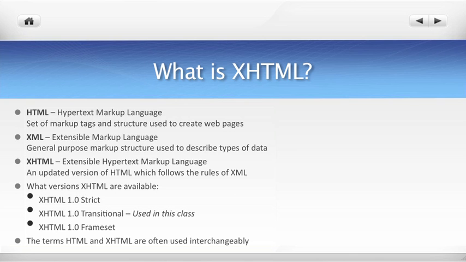XHTML 1.0 Strict does not allow the syntax of HTML to validate as valid code in our web browser. XHTML 1.0 Frameset allows us to tell the web browser that we wish to break our web browser window into multiple windows into which we can populate different sets of data. We'll get into this towards the end of our lessons.